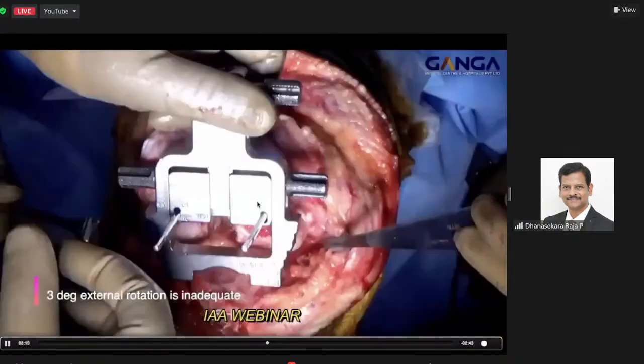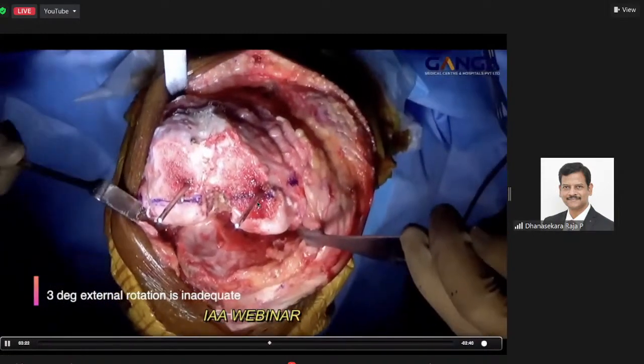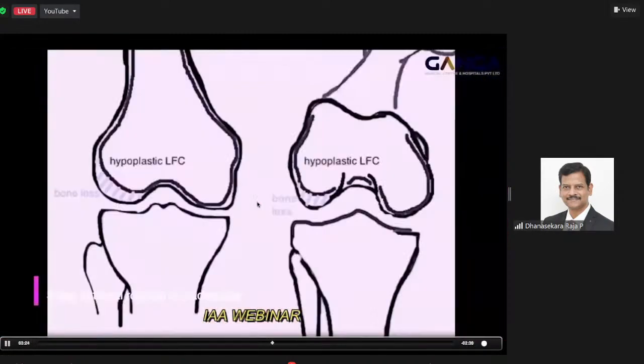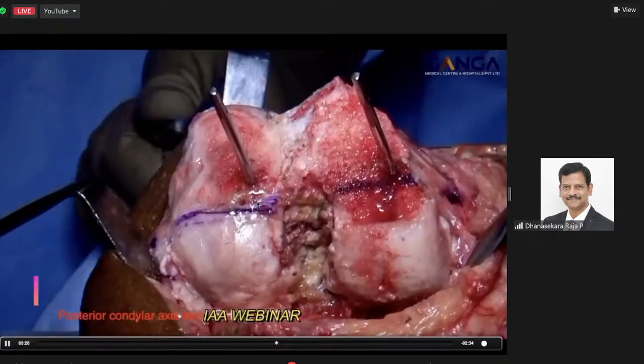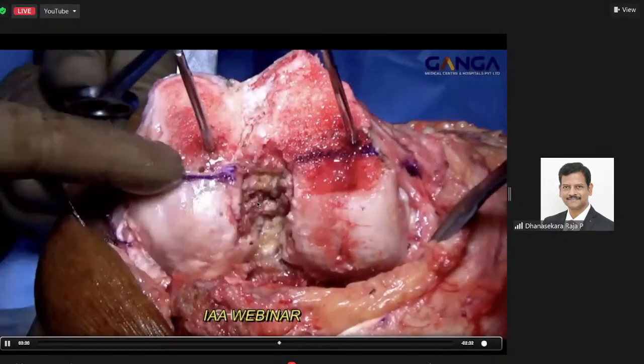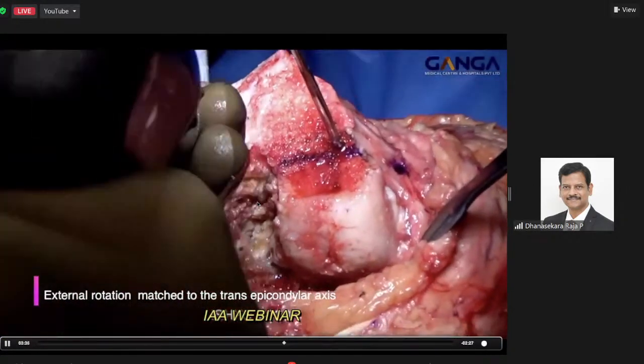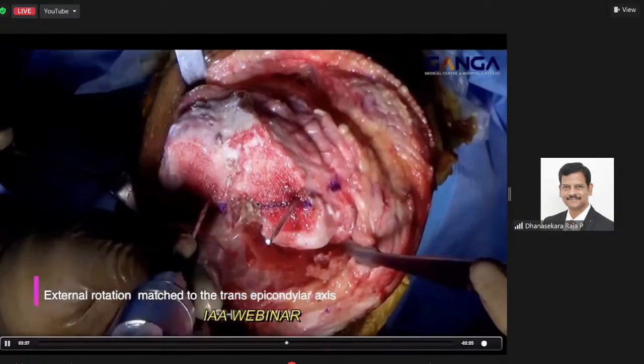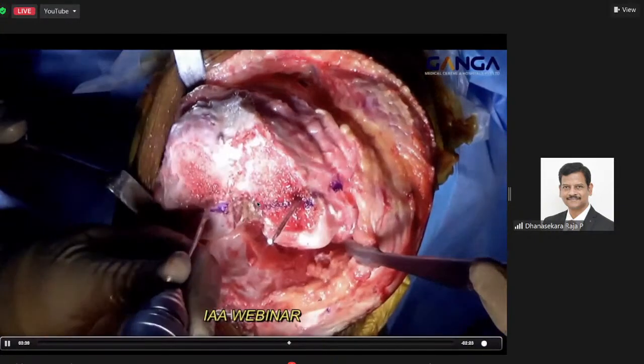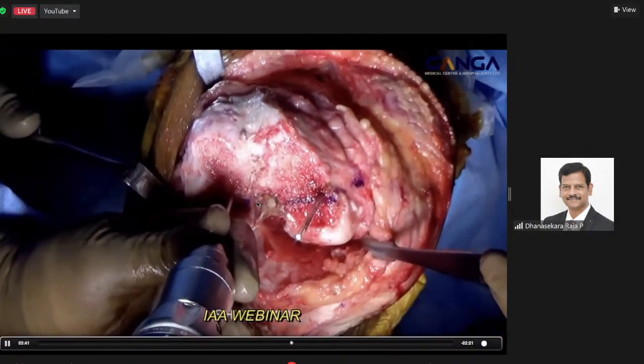So now we measure that there is more than 5 millimeters difference between the medial and lateral gap. We're using the transepicondylar axis for rotation because the posterior condyle is hypoplastic, so always the condyles are internally rotated. You need to use more external rotation to get your femoral cut parallel to the tibial cut, or to restore the proper rotation. So I'm changing the rotation manually so that it will match the transepicondylar axis.